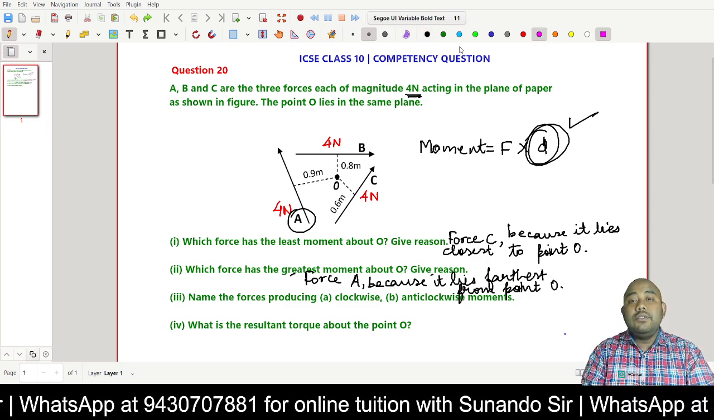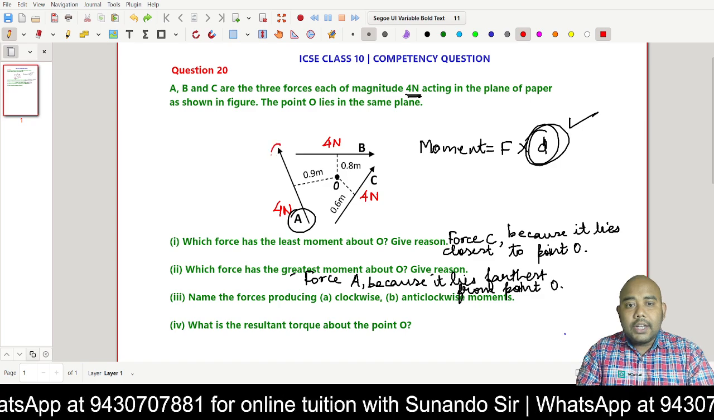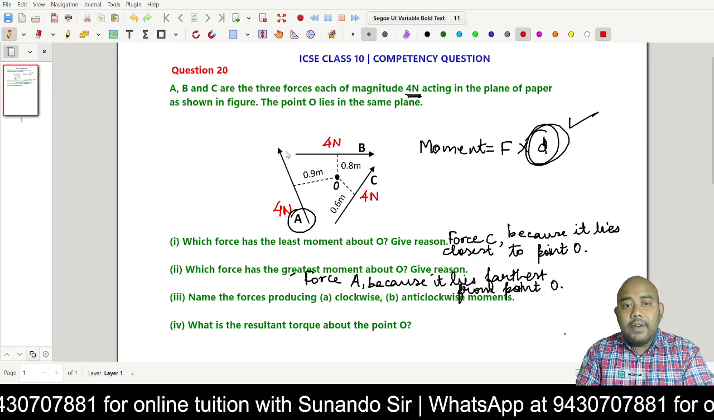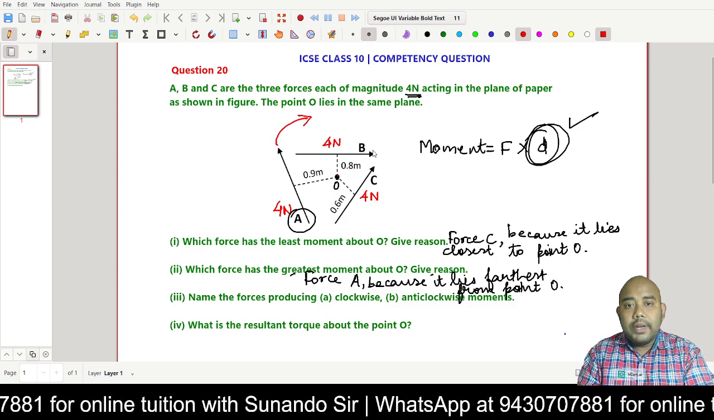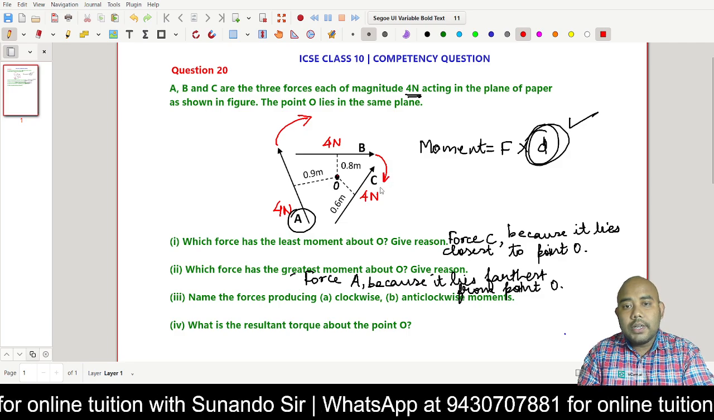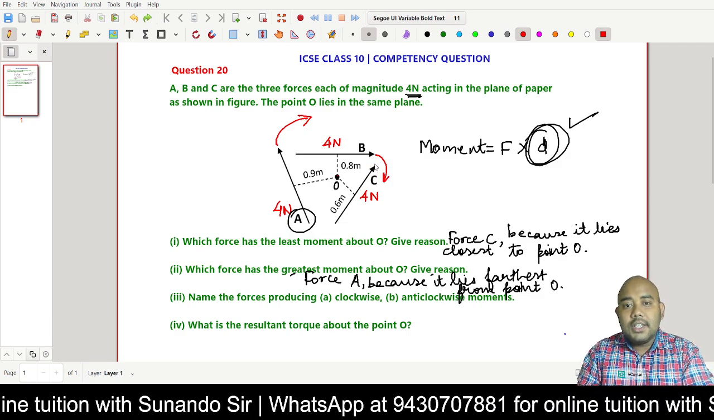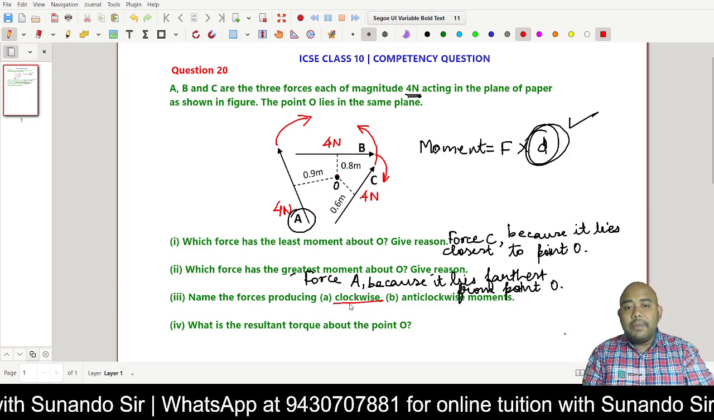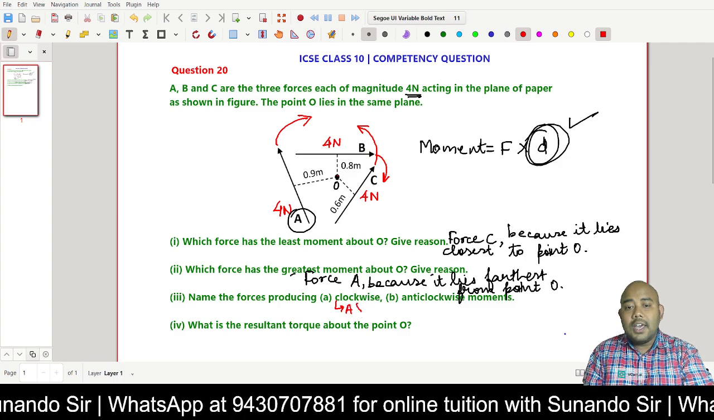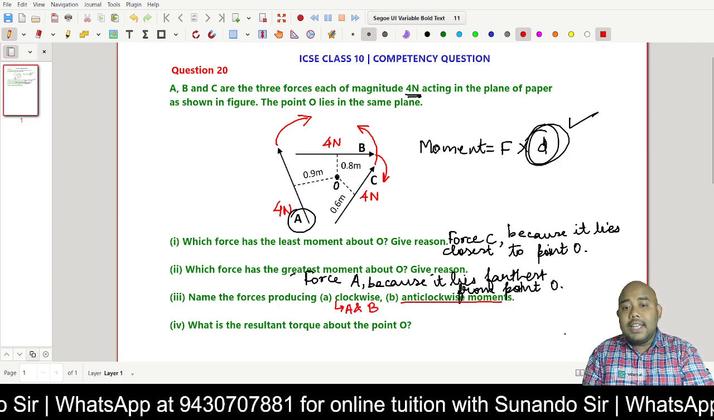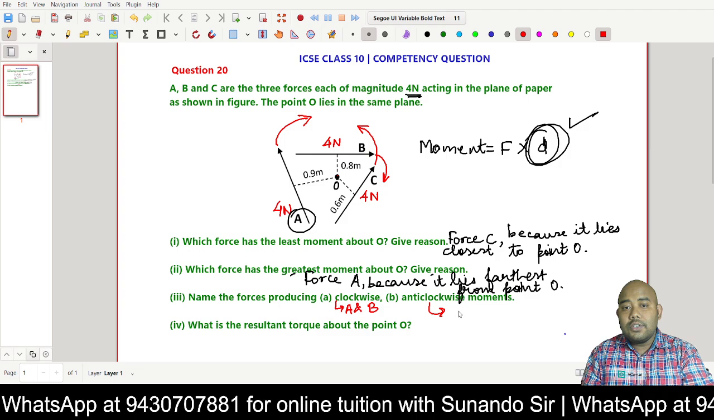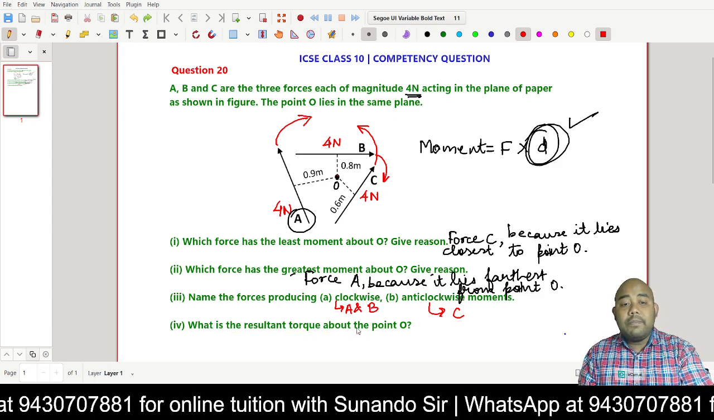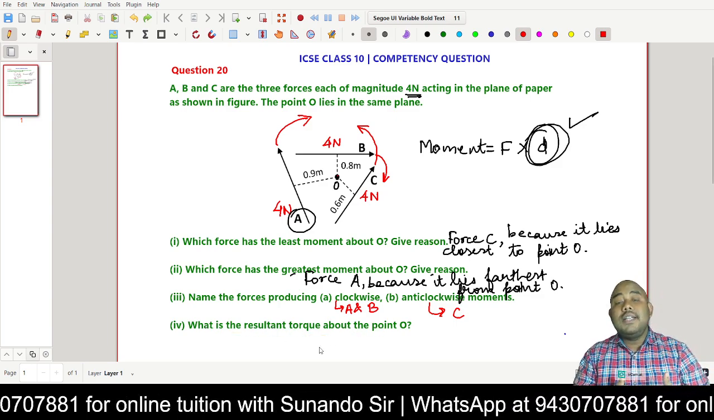For this we need to see the direction. If you see, the direction of force A is this, direction of force B is this. And about the pivot, force A is producing clockwise moment, force B is also producing clockwise moment. But if you see the direction of C, C is producing anti-clockwise moment. So clockwise moment is produced due to forces A and B, whereas anti-clockwise moment is produced due to force C. That's it. Now they have asked us in the last part, what is the resultant torque or resultant moment?